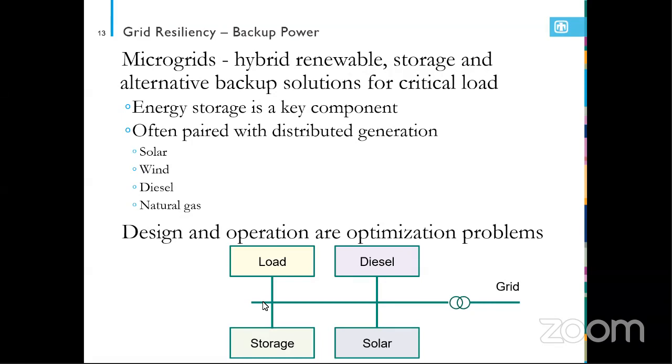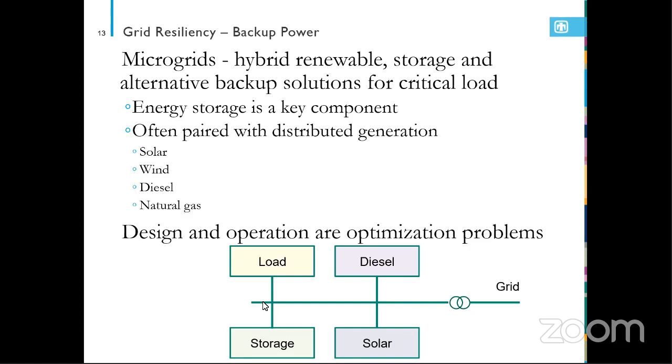Associated with grid resiliency is basically backup power and microgrids. And so all a microgrid is, is a concept where you have combinations of different types of generation and load that can operate independently from the grid if needed. Energy storage is a key component. It's often paired with distributed generation like solar, wind, diesel, or natural gas.